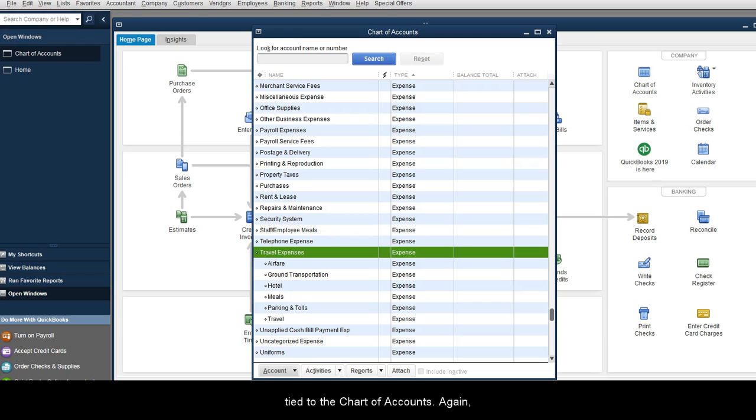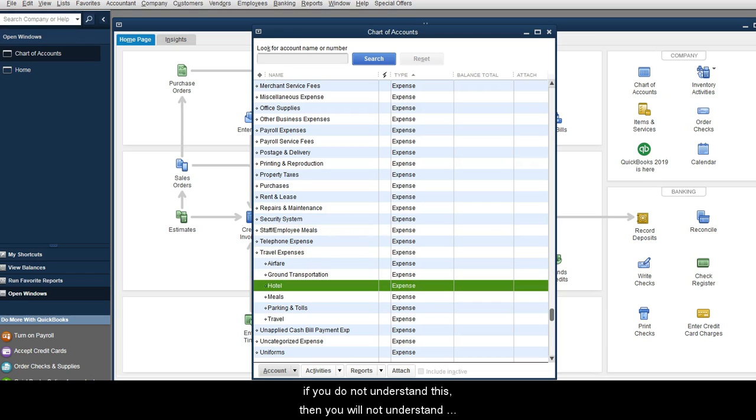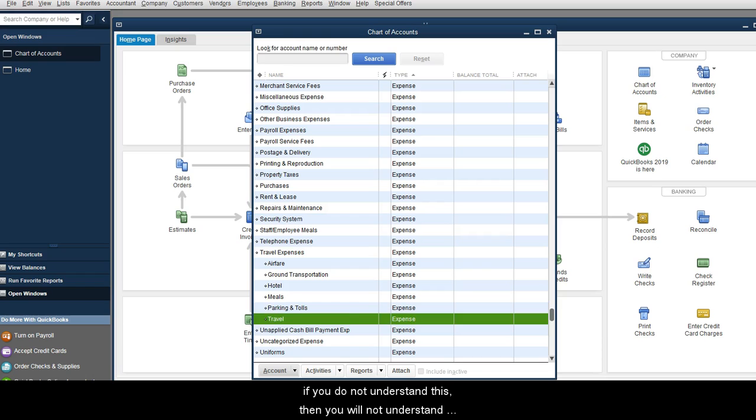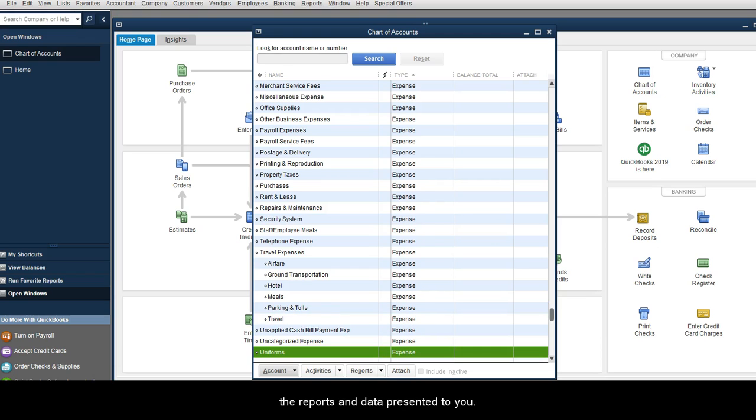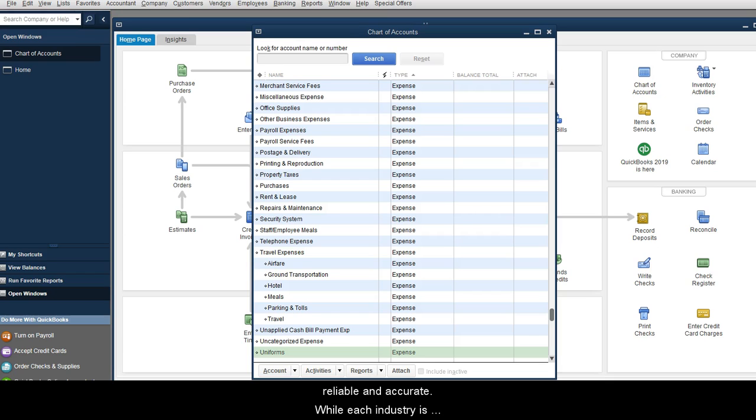Every single transaction in your QuickBooks product is tied to the chart of accounts. Again, if you do not understand this, then you will not understand the reports and data presented to you. Also, if you or the person doing the coding and inputting into your QuickBooks do not understand the chart of accounts, then the data will not be reliable and accurate.